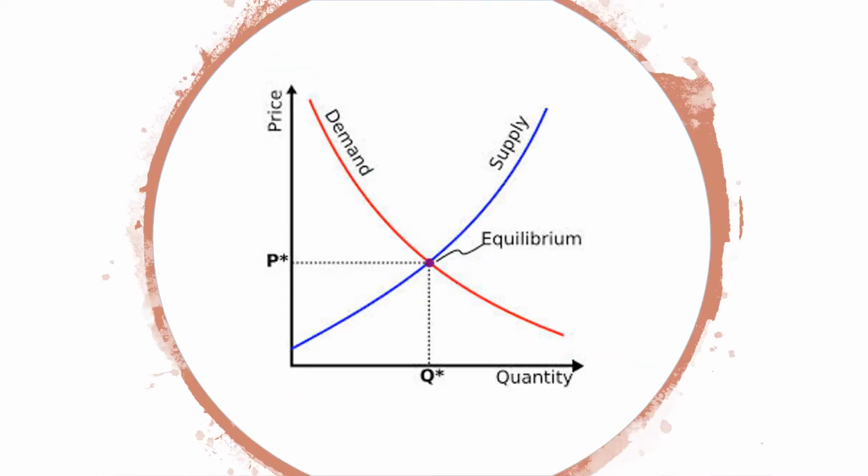And then right here in the middle we have our equilibrium. That is usually around where the perfect price is for your product. And it'll also help you know how much to supply and how much demand you will have.